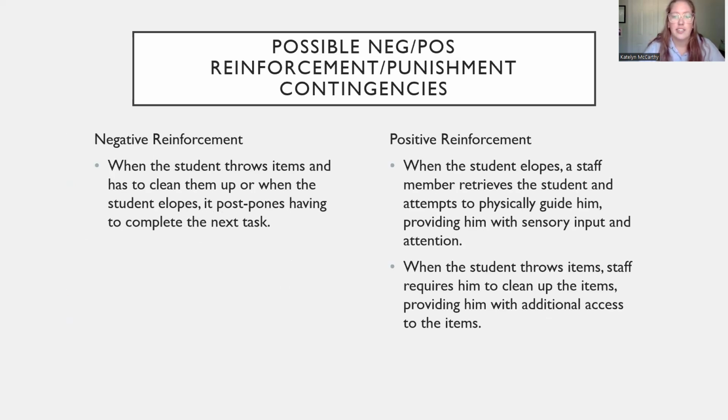Possible contingencies that are already in place are some negative reinforcement when the student throws items and has to clean them up, or when the student elopes, it postpones having to complete the next task. Even when the next task is something that he would like, he just doesn't like it as much as he likes playing independently. And transitions, therefore, are pretty hard.